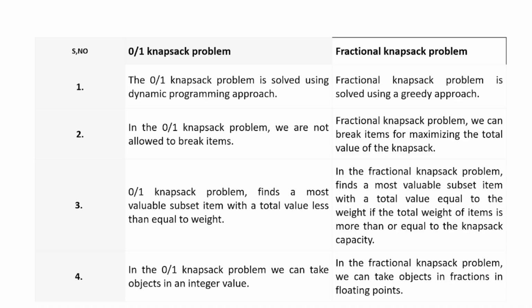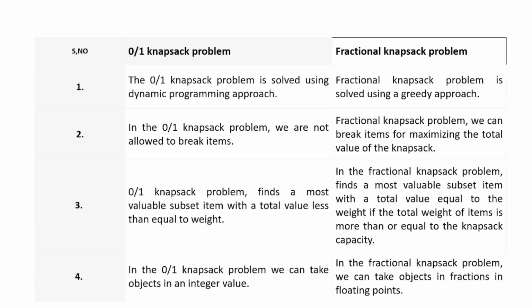This is the difference between the 0/1 knapsack problem and the fractional knapsack problem. The 0/1 knapsack problem we solve using the dynamic programming approach. Here we divide the problem into a number of subproblems and overlap those subproblems to obtain a solution. The fractional knapsack problem is solved using a greedy approach. That is, we are given n input items to obtain the optimal solution. In the 0/1 knapsack problem it is not possible to break the items, but here we break the items to maximize the capacity of the bag.